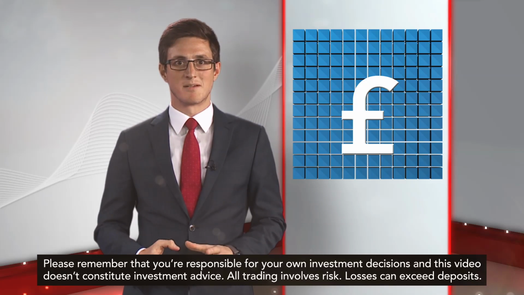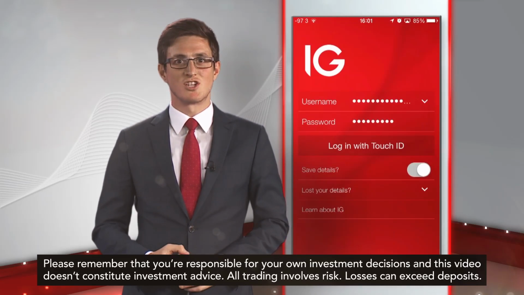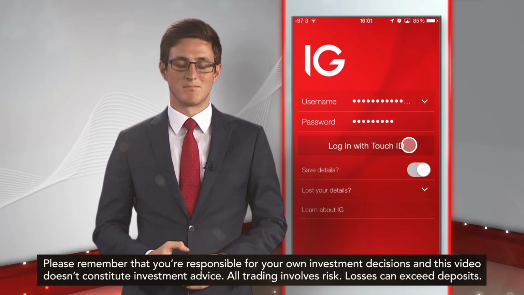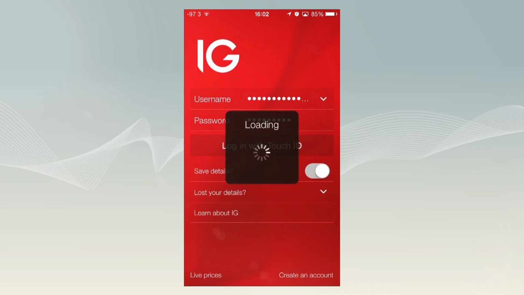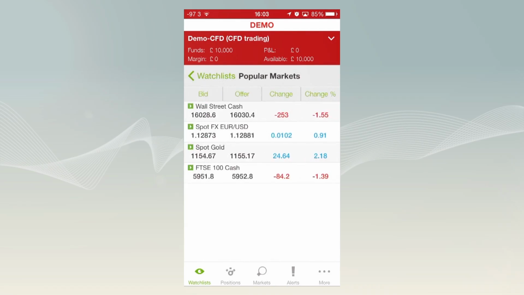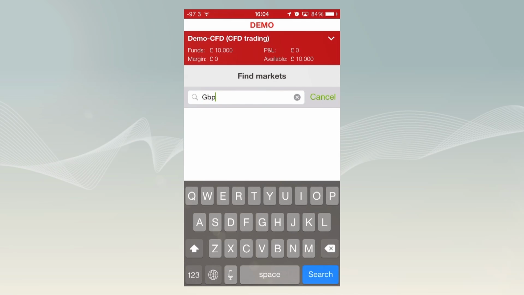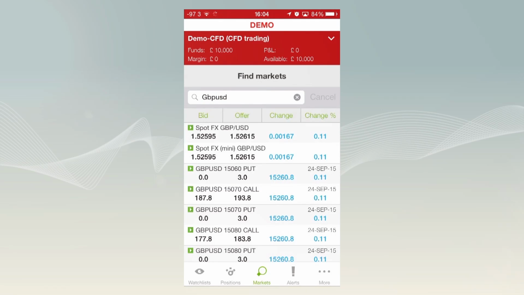profitable opportunities appear. Let's log into the IG trading app for the iPhone and take a look at sterling against the US dollar market. Let's search for sterling against the US dollar and open the deal ticket to set our stop loss and place our trade.